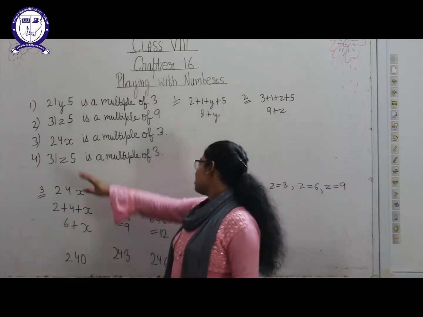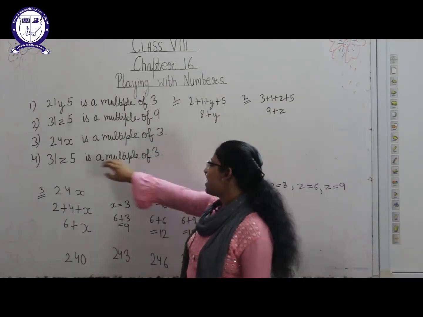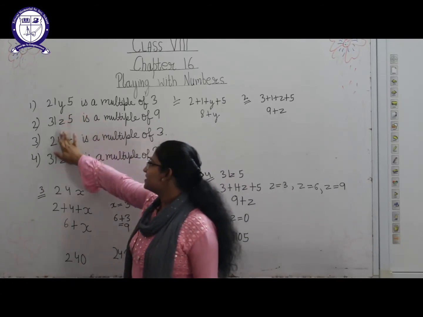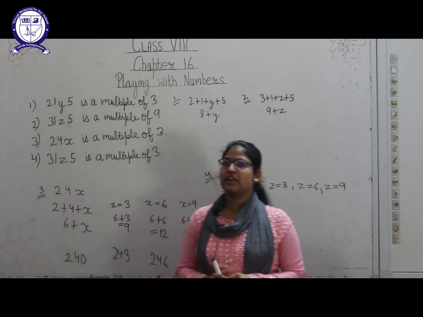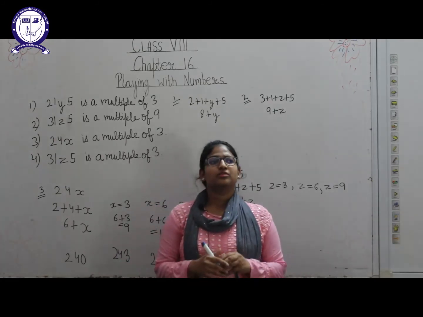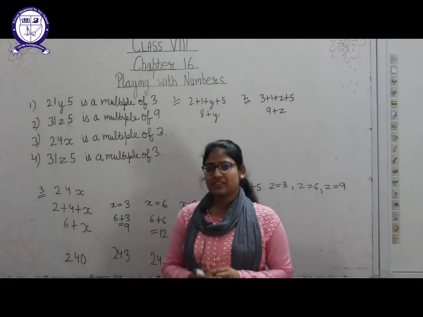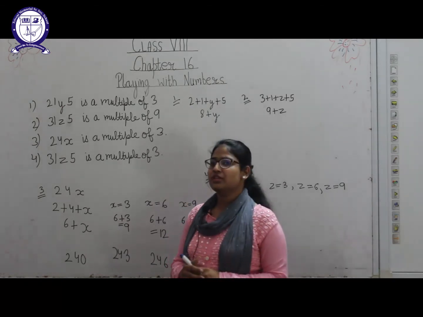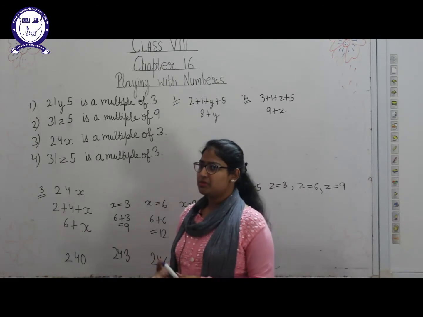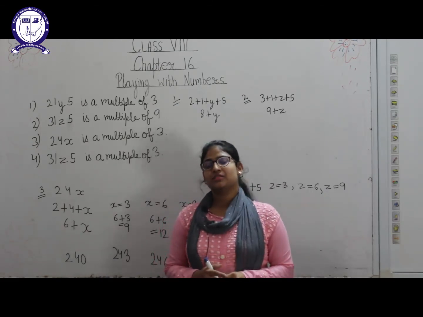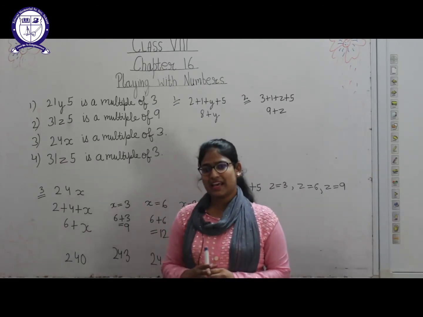So students, now these questions are given to us. We have to fill in the values of these variables y, z, x and z. As you know the divisibility rule of 2, if the number is even then it is divisible by 2. The same holds for 4, 8, and so on.